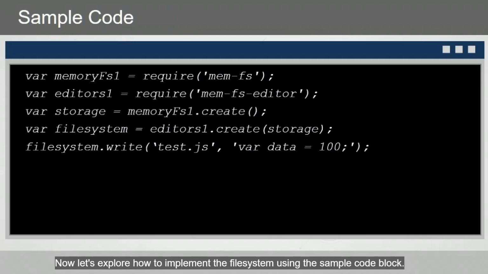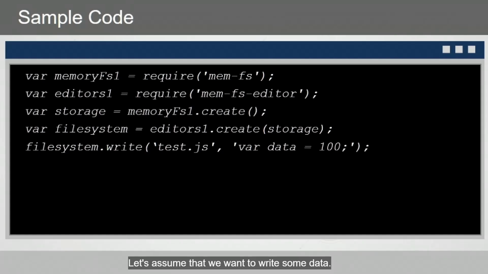Now let's explore how to implement the file system using the sample code block. Let's assume that we want to write some data. In such cases, we'll first initialize memFs1 by loading a module or package called mem-fs using the method require. Then we will initialize an editor by loading the module mem-fs-editor, following which we will initialize a storage by creating a storage using memFs1.create.